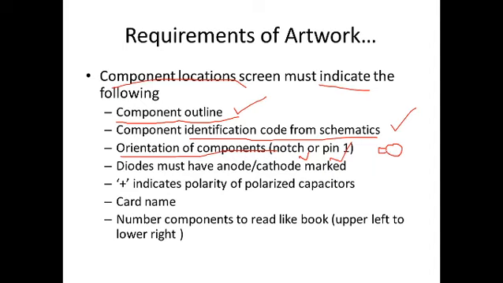For that you must know the orientation. You have to show it in the artwork on the screen. Similarly, whenever you are putting the IC socket, where should be pin number 1 of the IC. For that also you have to put an appropriate mark there, showing that this is pin 1 of the IC. So that is the orientation of the component. Then diodes must have anode and cathode marked. Anode and cathode of the diode must be marked there.